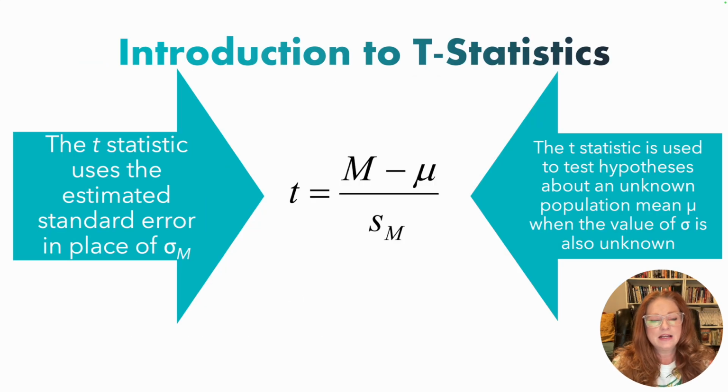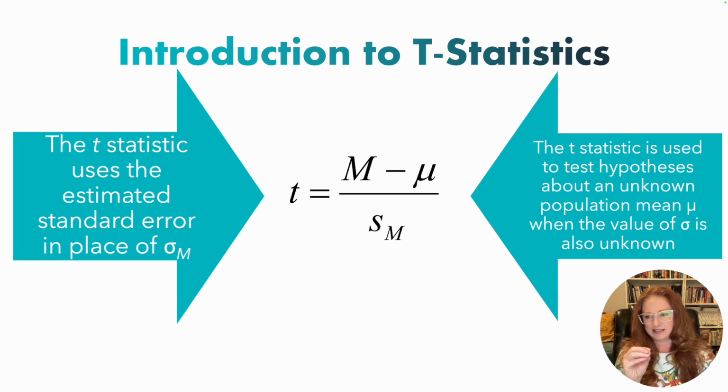So the T statistic uses estimated standard error in place of these known parameters that the Z statistic would give us. So here's our new equation, not just of this lecture, because like I said, this is kind of a 3-part lecture. This one is the introduction to T statistics, and then we also have 2 more videos that will follow up with this one.